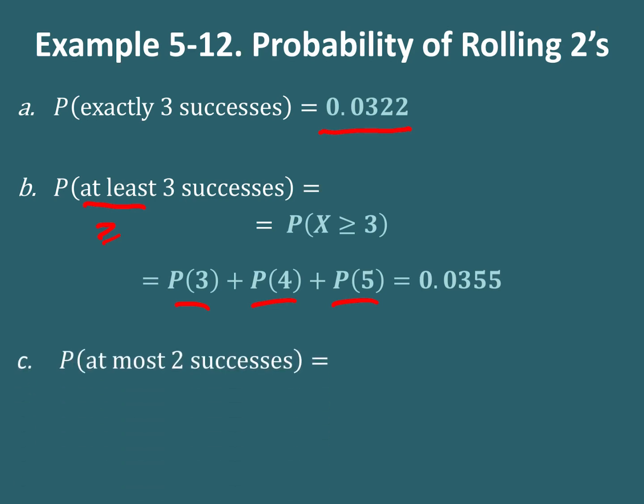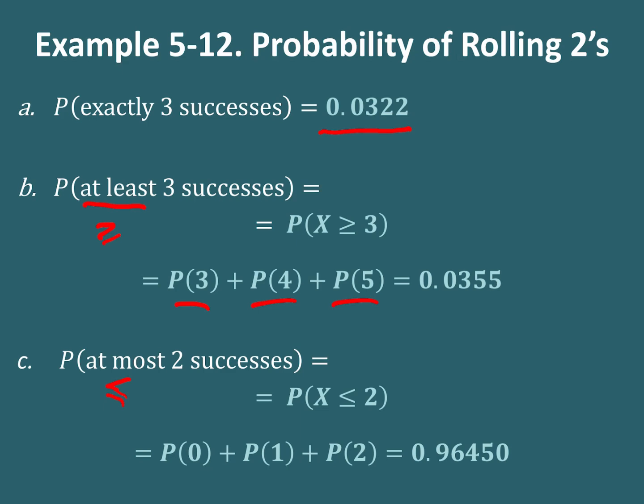What about the probability that we get at most 2 successes? This refers to the inequality of less than or equal to. So here we get the probability that we get no 2s plus the probability that we get 1 2 plus the probability that we get 2 2s. Adding those up, 0.9645.